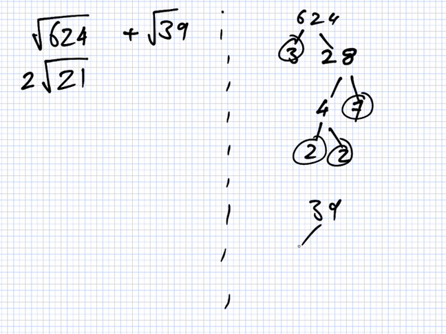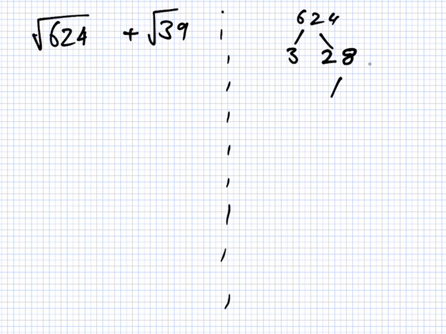Now let's look at 39. That's 3 times 13. Something feels wrong. Like I did something wrong with my 624. Why did nobody notice this? 624 is definitely not 3 times 28. It's not 28. Okay, so let's see.